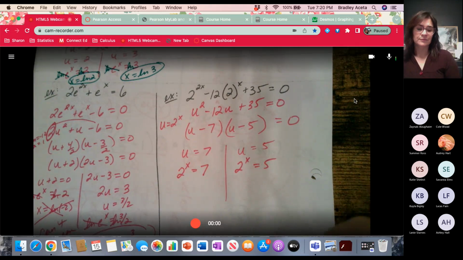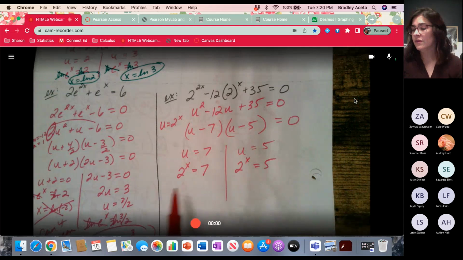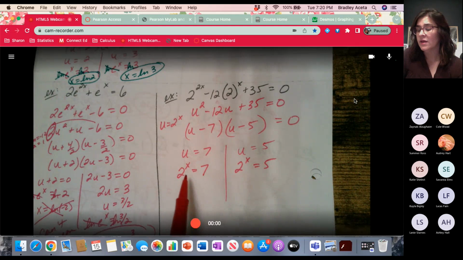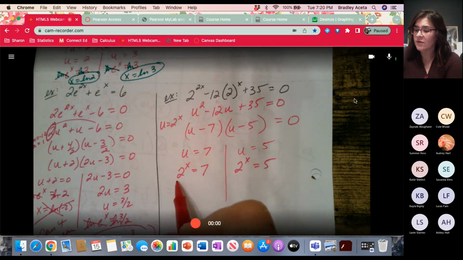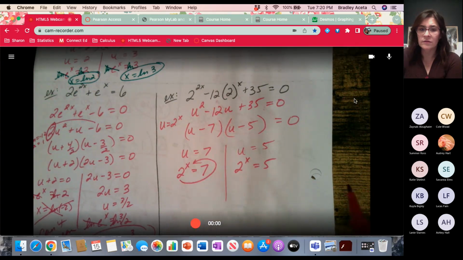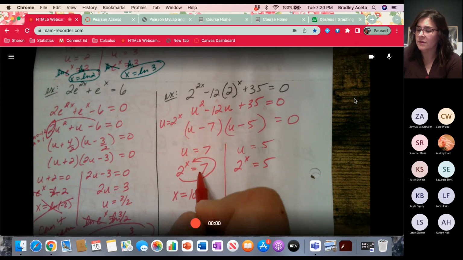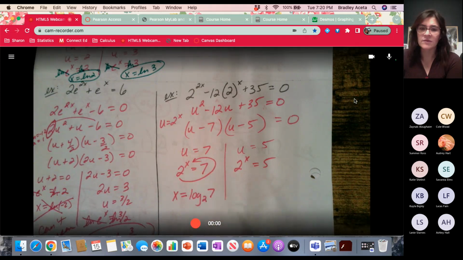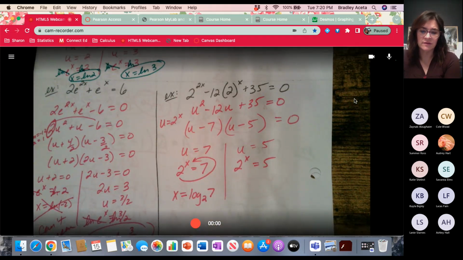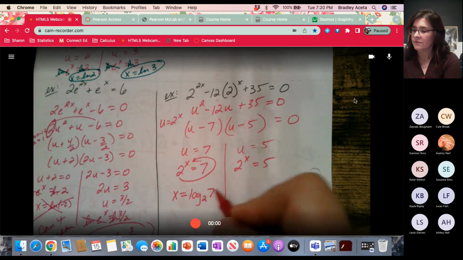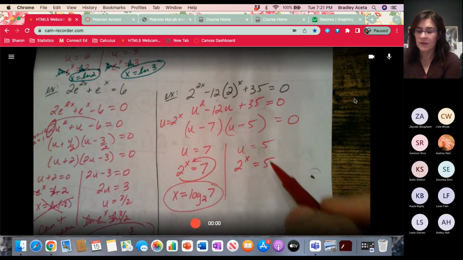And how do I solve them? This one's actually very easy to solve. This is already in an exponential form. You could ln both sides, and bring down that x. Or you could realize that you have the whole zoop. So this would be x equals log base 2 of 7. That's what the 2 to the x equals means. So that's the one answer.